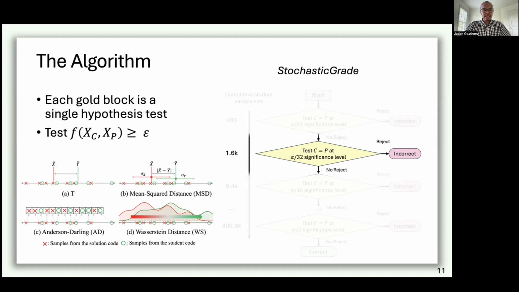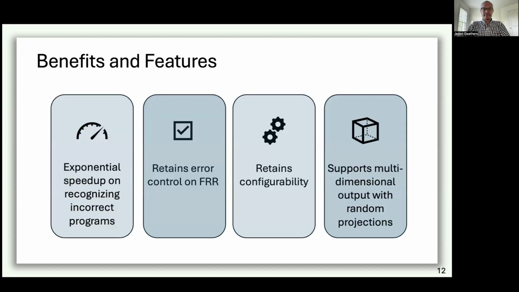And for the disparity functions, we tested a variety of different disparity functions. We won't go into too much detail about each of these, but different disparity functions can be used within different problem settings. There are several benefits and features of stochastic grade. One of them is that it offers exponential speedup on grading incorrect programs relative to the standard hypothesis testing baseline. However, like standard hypothesis testing, it retains the error control on the false rejection rate, which is again the rate at which we incorrectly mark correct programs. And it retains the configurability with the sample sizes we use as well as the disparity function.